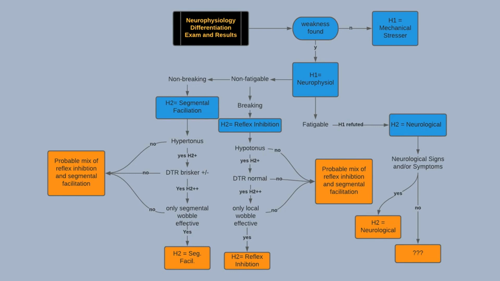If the weakness is non-breaking, then H1 equals segmental facilitation, and the signs of this should be found. That is hypertonicity, absent scratch reflex, brisker DTR, which is not always easy to gauge, and wobbling anywhere in the segment is effective. Again, if the picture is confused, then segmental facilitation is probably overlaid by reflex inhibition.